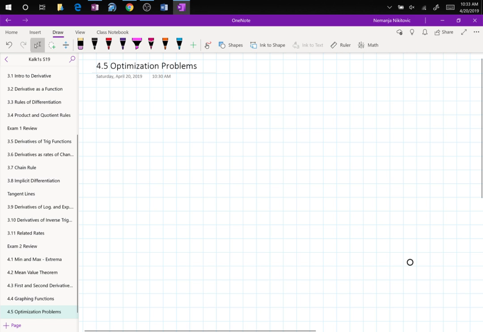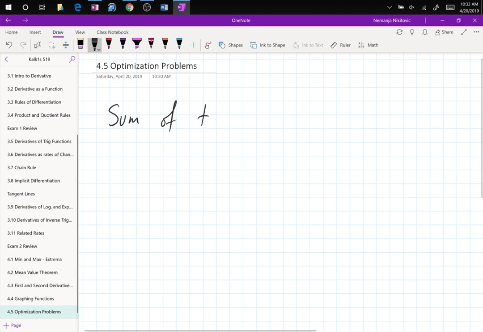We are interested in maximum profit, minimum cost, maximum volume, minimum surface area, minimum distance to get places. So we would like to find a way to compute these things rather than use the guess and check method, which can be really annoying. Now let's take a look at the guess and check method first and then see the proper way to solve it using calculus.